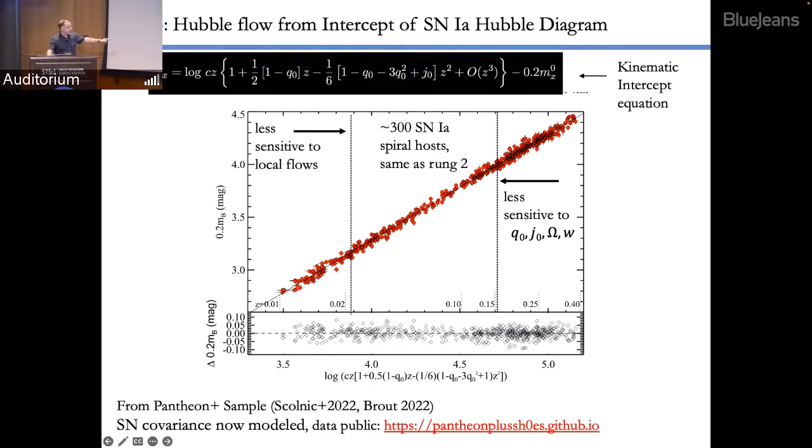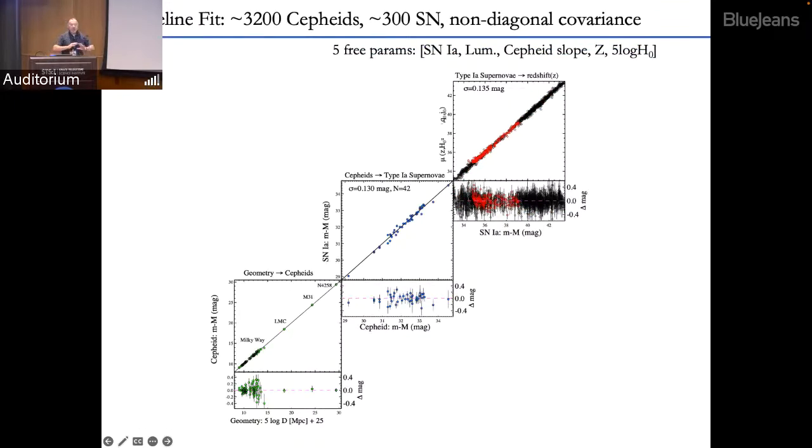And again, this data is available at that GitHub site. Okay, so you put this all together, you get one simultaneous distance ladder that takes you from nearby out to the expansion in 3 steps. You do a simultaneous fit to this. It's just a series of linear equations.